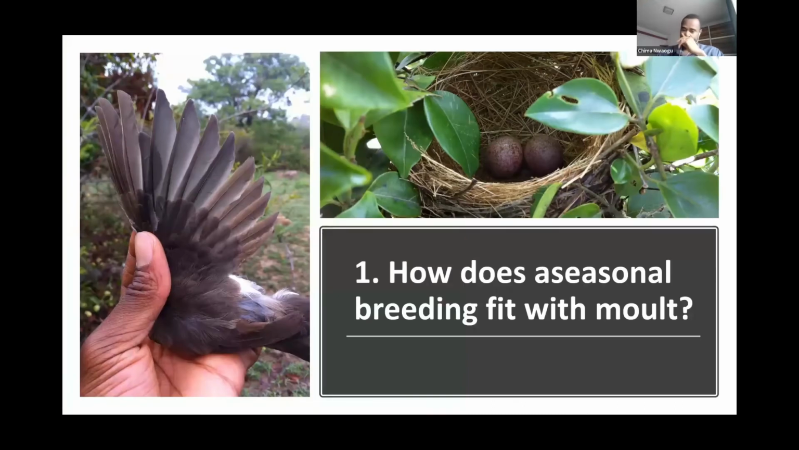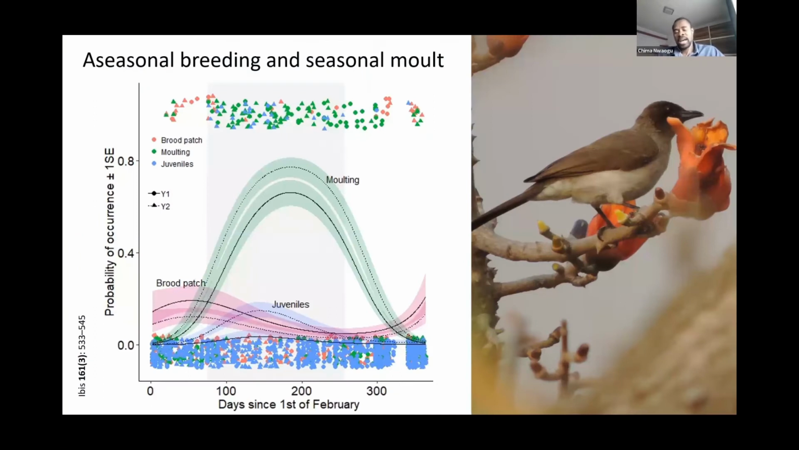So quickly, we went out and we tried to catch a common bulbul every day for 2 years. For every bird we caught, we took body mass, we collected some blood samples, we checked whether the bird was molting, and we checked whether the bird was breeding. And we had this data for two years.